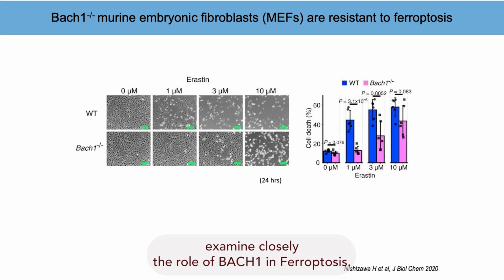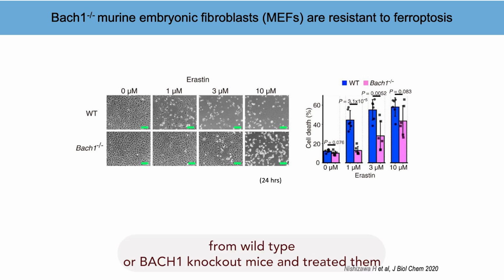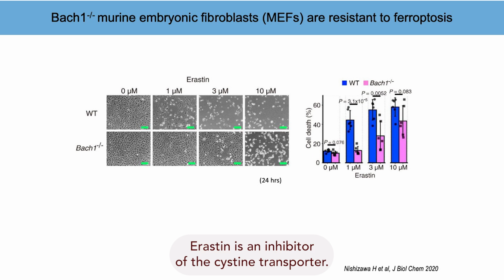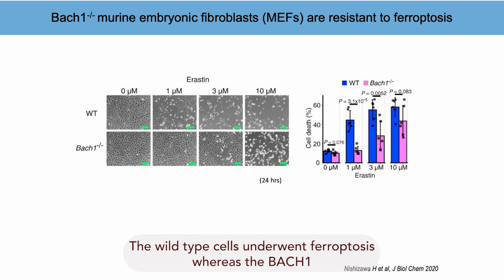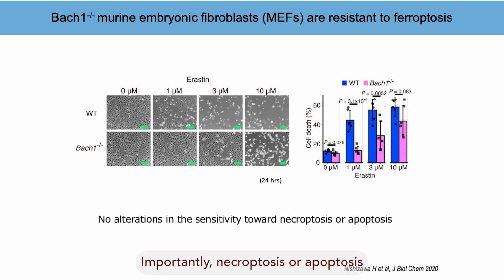Okay, now let's examine closely the role of BACH1 in ferroptosis. Here, we isolated fibroblasts from wild-type or BACH1 knockout mice and treated them with elastin, an inducer of ferroptosis. Elastin is an inhibitor of the cysteine transporter. The wild-type cells underwent ferroptosis, whereas the BACH1 knockout cells were more resistant to the drug. Importantly, necroptosis or apoptosis was similarly taking place in these cells.